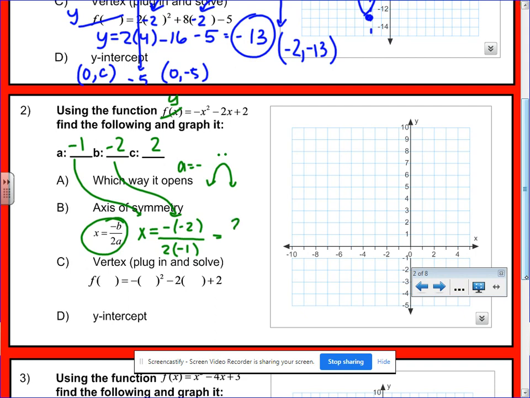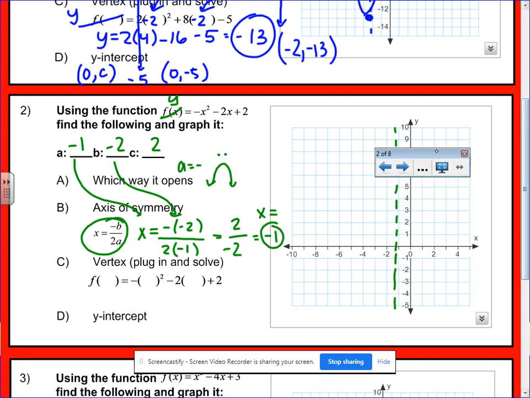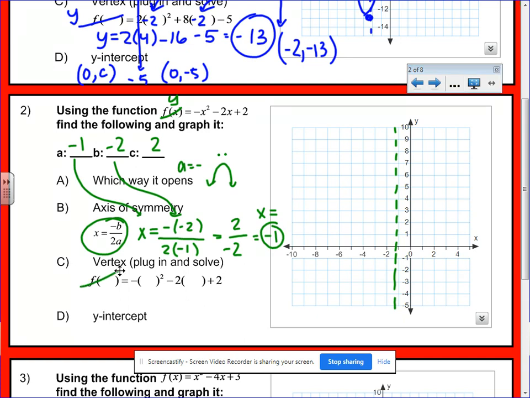So this is positive 2 over 2 times negative 1, which is negative 2. So this is negative 1. So x equals negative 1. And that's my axis of symmetry. Okay, even though mine doesn't hit the line because of my 4. All right, so now remember I take negative 1 and I plug it in. So negative 1 here, negative 1 here.